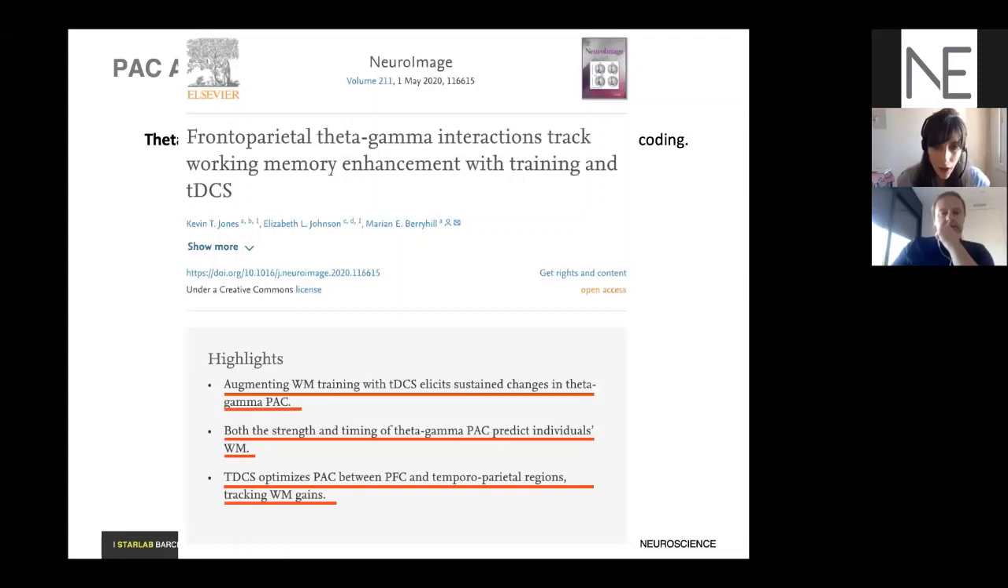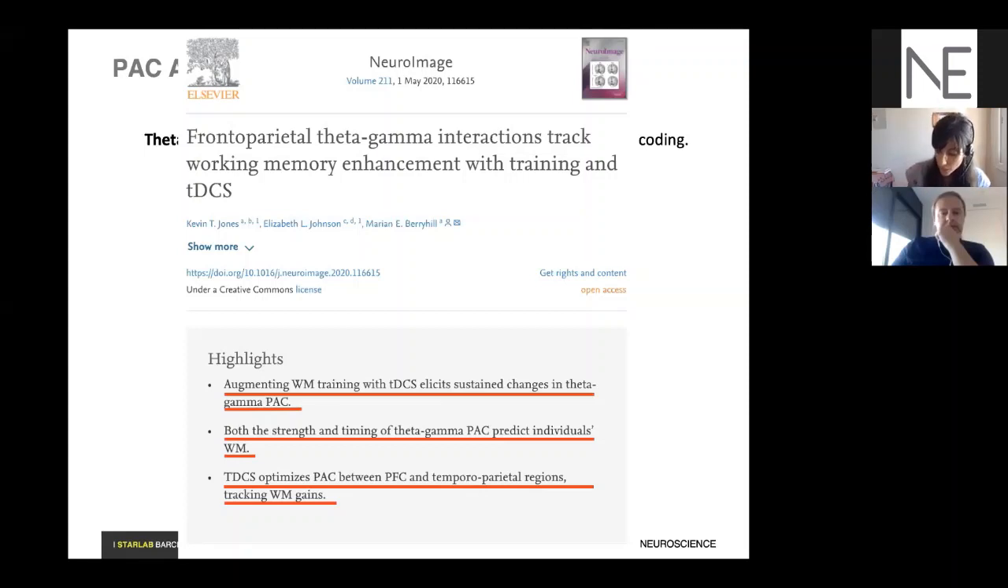Another article, again a very recent one, published in 2020, measured phase amplitude coupling for a working memory task, which was trained with tDCS. What they found is that augmenting the working memory training with tDCS elicited sustained changes in the theta to gamma phase amplitude coupling, for which both the strength and the timing of this coupling predicted the individual's working memory. And the tDCS was optimized for this PAC in the prefrontal cortex and the temporoparietal regions, and that was related with working memory gains.